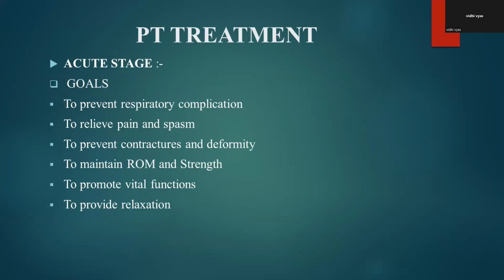PT treatment, acute stage, goals. First, to prevent respiratory complications. Second, to relieve pain and spasms. Third, to prevent contractures and deformity. Fourth, to maintain range of motion and strength. Fifth, to promote vital functions. Sixth, to provide relaxation.